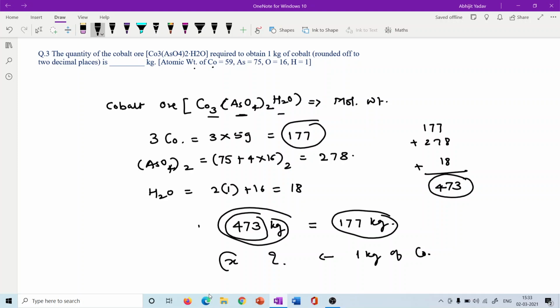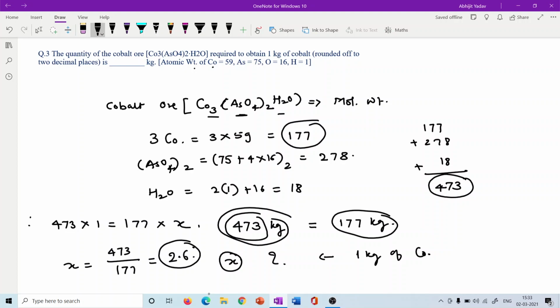So if I assume it as x, then 473 into 1 is equal to 177 into x. So x is equal to 473 divided by 177, which comes out to be near about 2.6. So 2.6 kg is my correct answer. Okay, thank you friends.